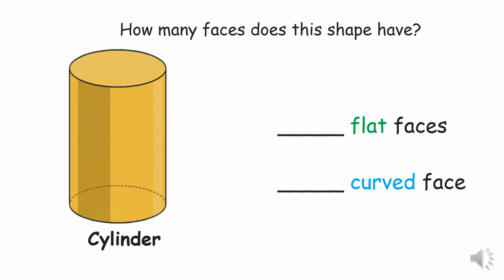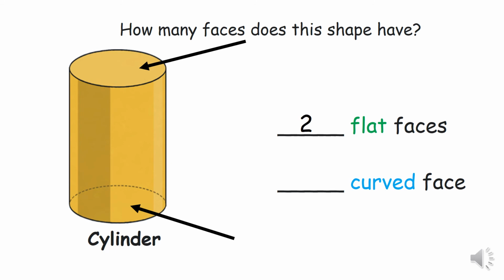Here we have a cylinder. Can you see any faces on a cylinder? Are there curved faces, or are there flat faces, or are there both? What do you think? Here we've got 2 flat faces. That means these surfaces are flat. If I was to try and touch them with my hand, it would go across in a flat motion.